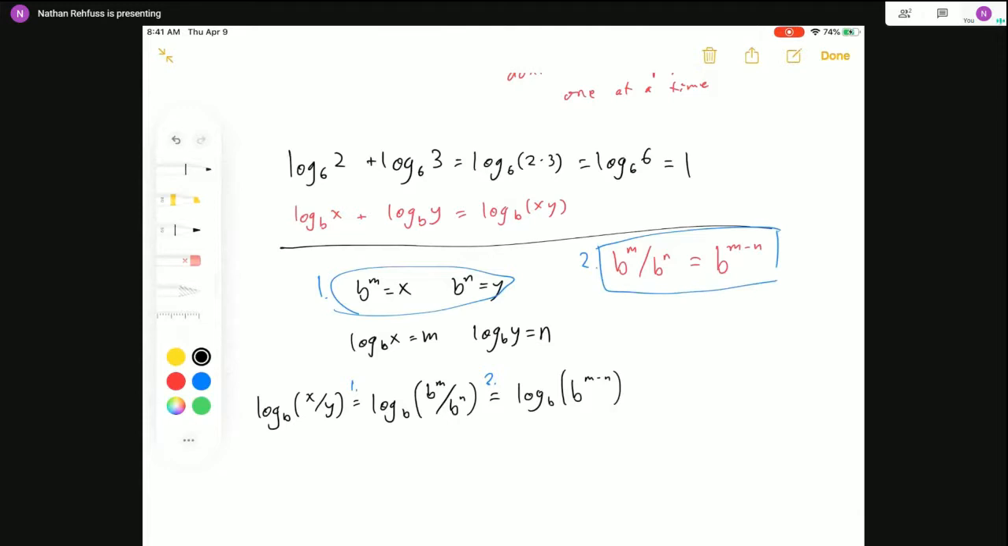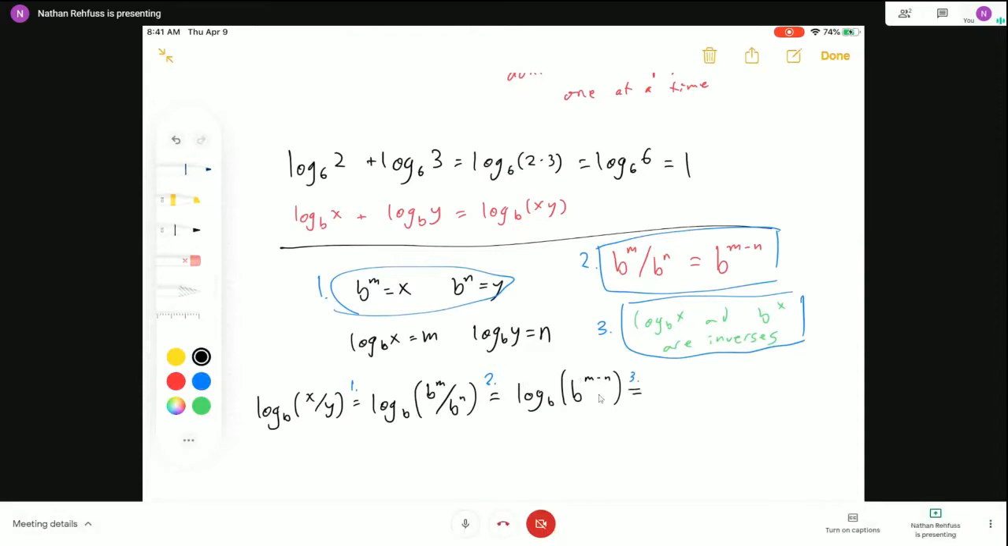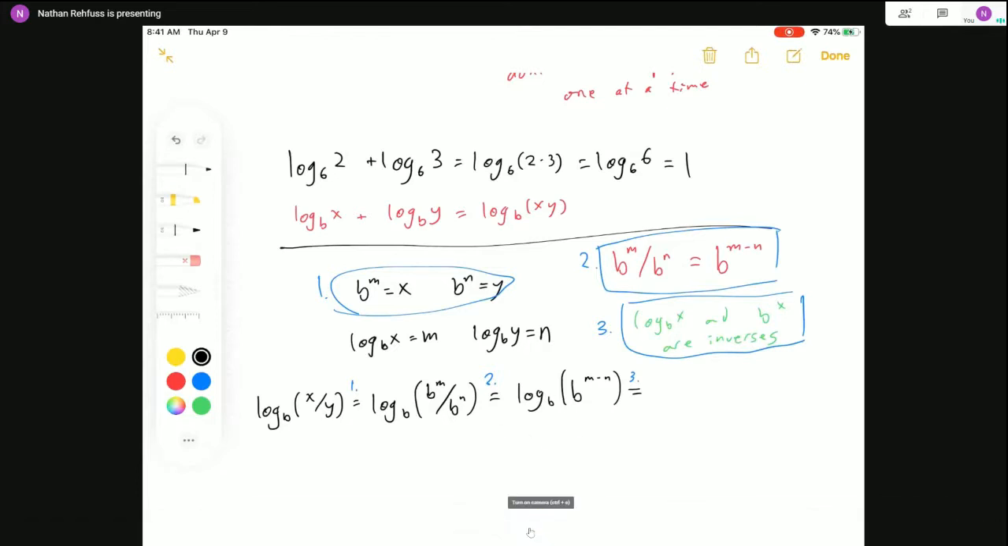Third thing I'm going to invoke is that log base b of x and b to the x are inverses. So if I'm going to turn this exponent property into a log property, that has to be true. So here goes my third invocation. I put m minus n in the input, I put it into one function, and then put that answer into the opposite function. So the functions cancel out, and I just get m minus n. And then the fourth thing I'll do is undo this original substitution.